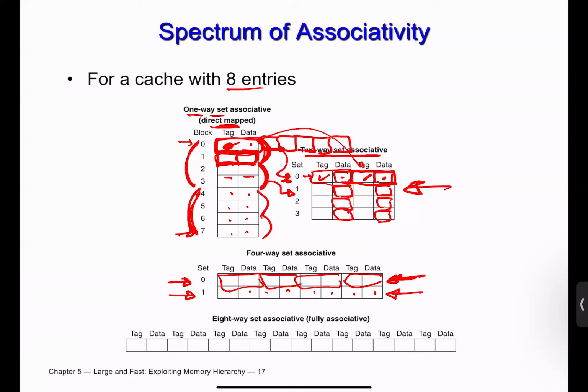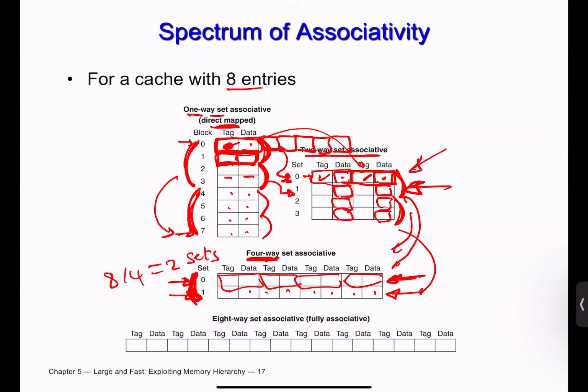Another way you can think of this, instead of going all the way from here to here, you can go from here to here by just grouping 2 together into 1, 2 together into another one. The same concept. This is 4-way set associative. When we have 4-way set associative, how many sets do we have at the end? 8 divided by 4, I have 2 sets. This one, 8 divided by 2, I have 4 sets. And that's what I'm using to divide by in the mathematical formula.